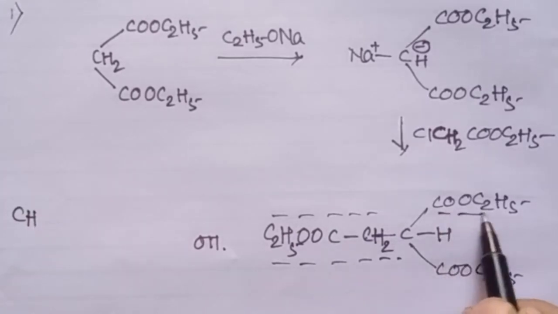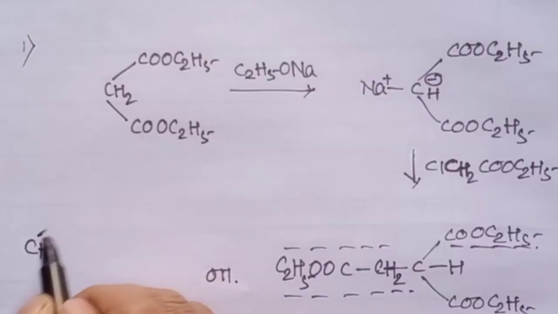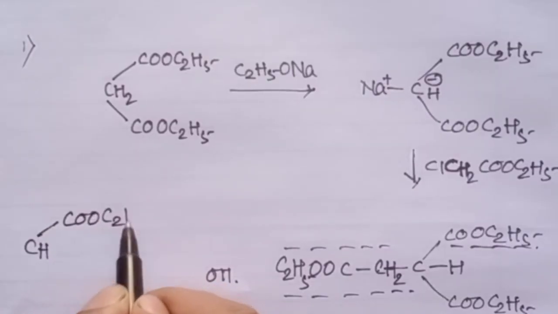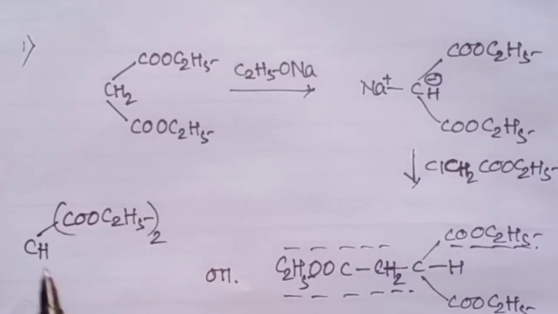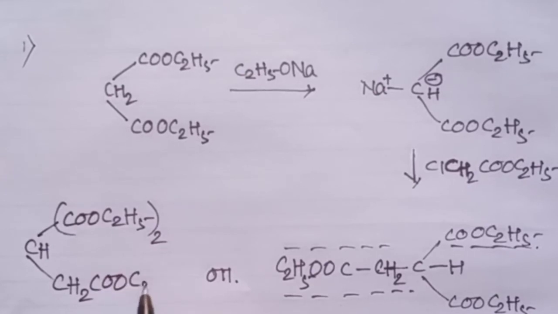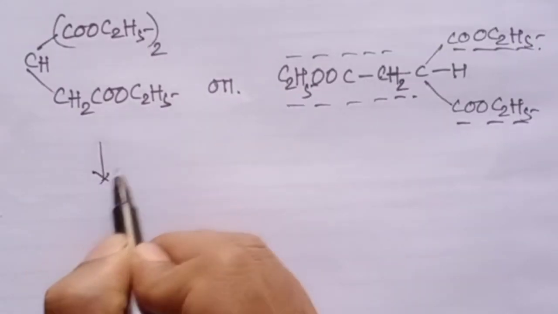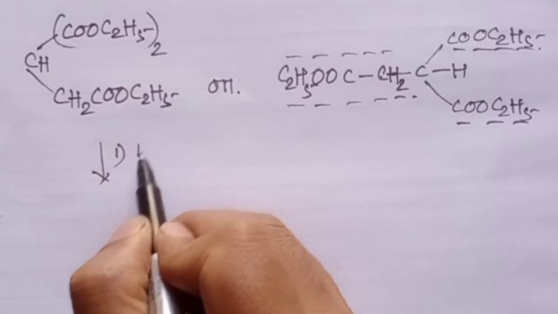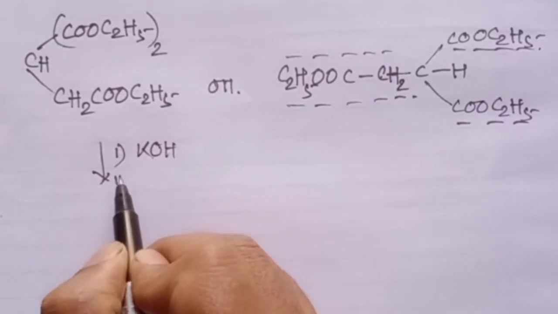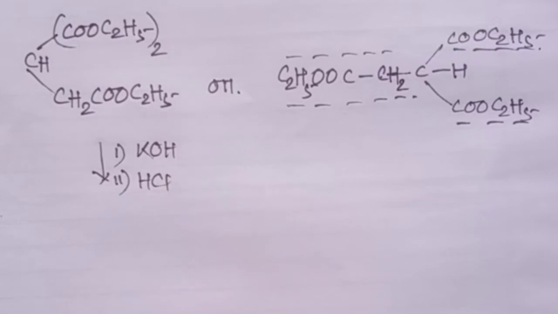CH, let's compile these two. COOC2H5 whole 2, and here it is CH2COOC2H5. Okay, let's hydrolyze it. Basic hydrolysis, give another base, KOH, and secondly acidic in presence of acid. So what will be the product? Both the esters will be converted to the respective carboxylic acid.